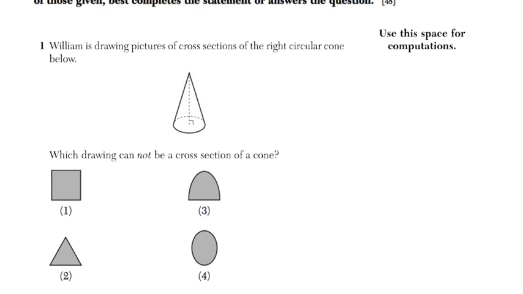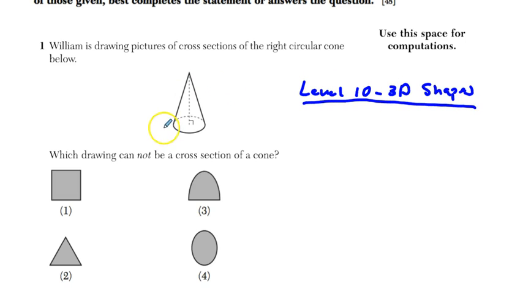William is drawing a picture of cross-sections of right circular cones below. Which drawing cannot be a cross-section of his cone? All right, well, first of all, let's just quickly write down the level. This is a level 10 question of 3D shapes. And cross-sections is just the two-dimensional shape that results when you cut a 3D shape.